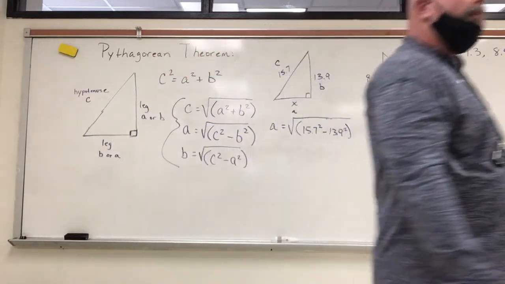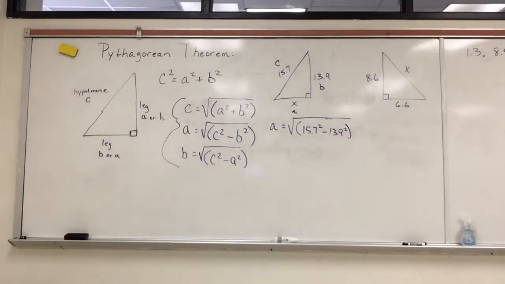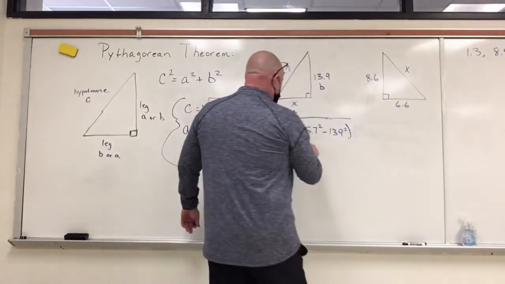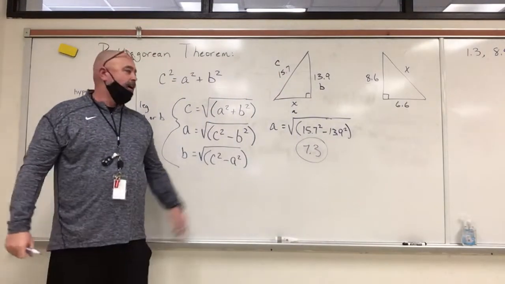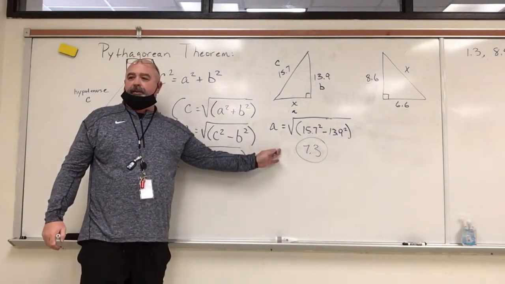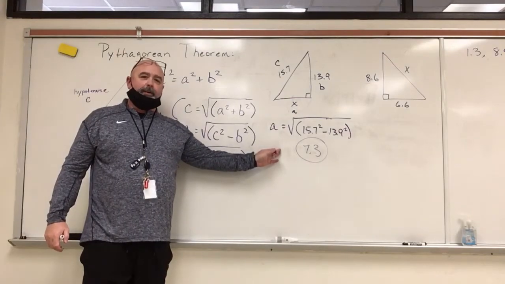7.3. 7.29, Darrell, and that rounds to what? 7.3. To the nearest tenth, that answer is 7.3. Now, how complicated was that? Not at all complicated, was it?